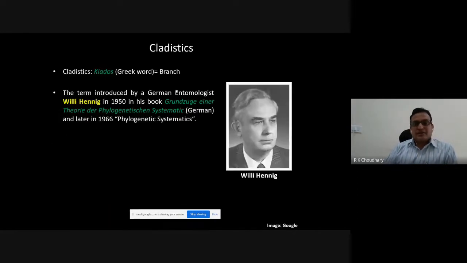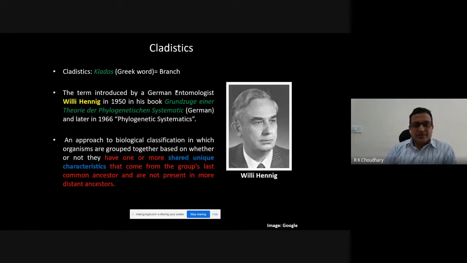But it was still not very popular until Willy Hennig, in 1950, published a book. He was a German entomologist. He published a book in German, which was later published in 1966 as Phylogenetic Systematics in book form. And there he proposed the concept of cladistics. The word cladistics has come from the Greek word klados, meaning branch.